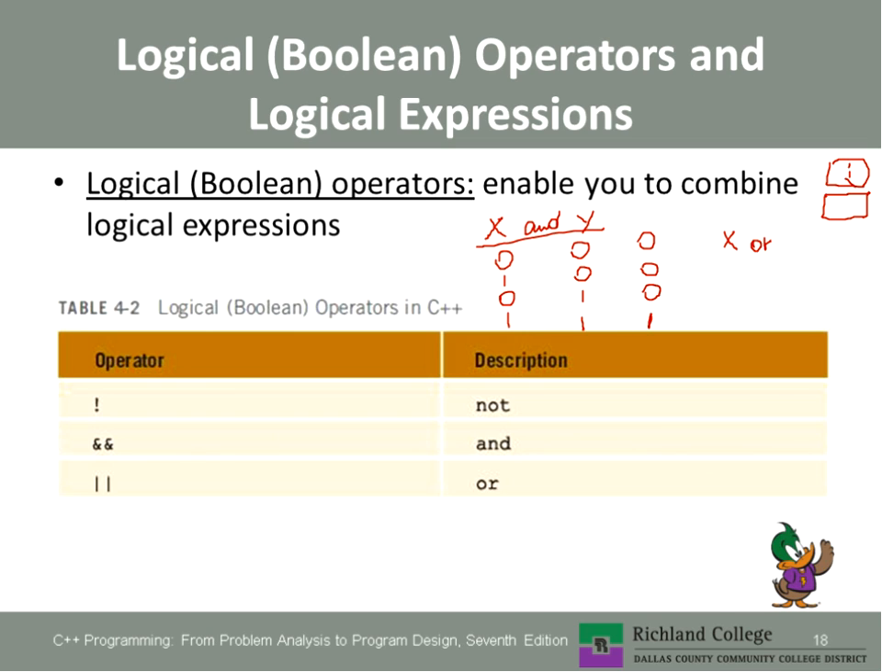Okay, good question. So x or y: if x is 0 and y is 0, the result is 0. If x is 1 and y is 0, then the result is 1. If x is 0 and y is 1, the result is 1. And if x is 1 and y is 1, the result is 1. So basically, it's kind of like in everyday language: if either is true, or both are true, then the result is true. Okay?